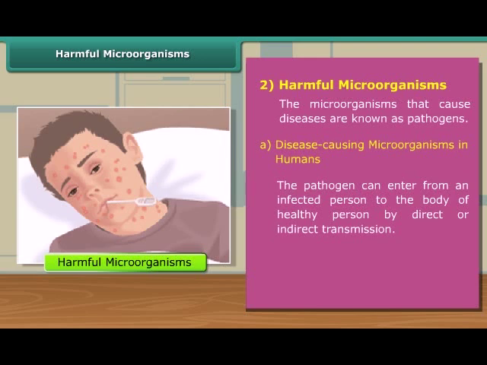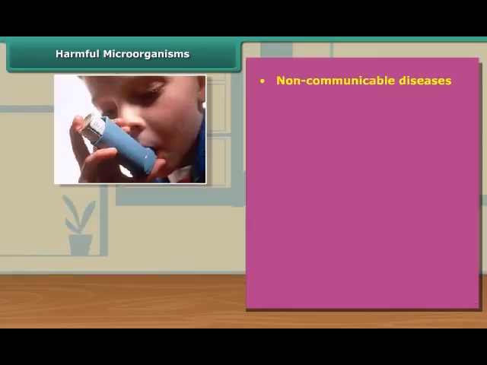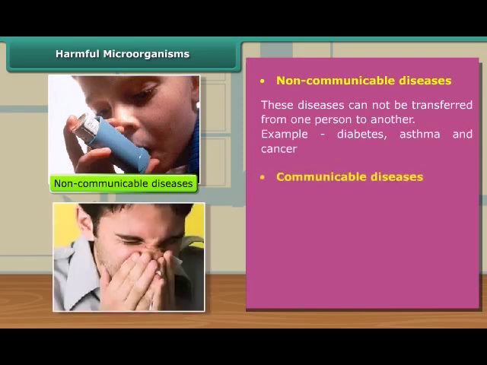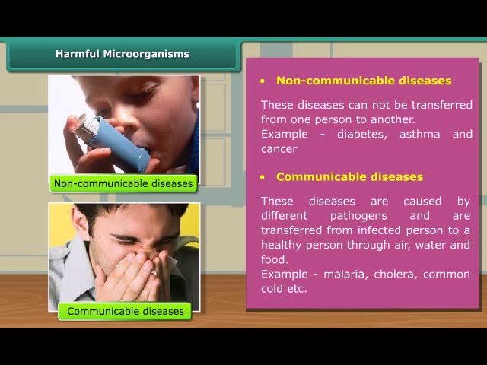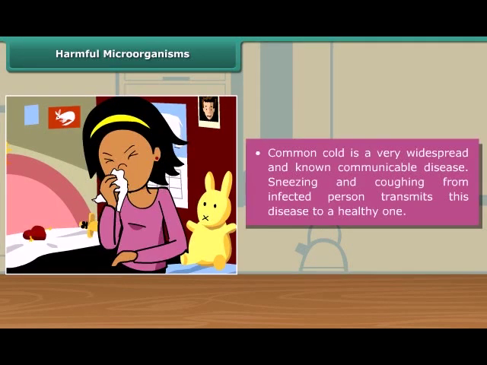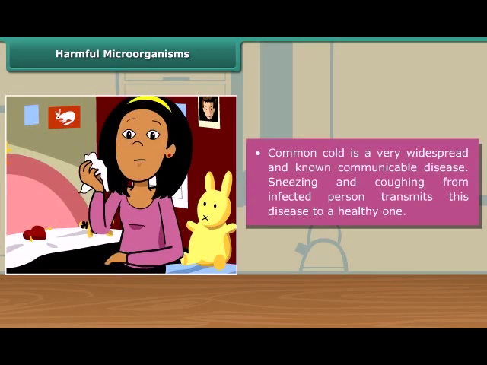We can classify diseases into two categories: non-communicable and non-infectious diseases, and communicable or infectious diseases. Non-communicable diseases cannot be transferred from one person to another, while communicable diseases are transferred from an infected person to a healthy person by means of air, water, food, etc. Common cold is a very common example of communicable disease.